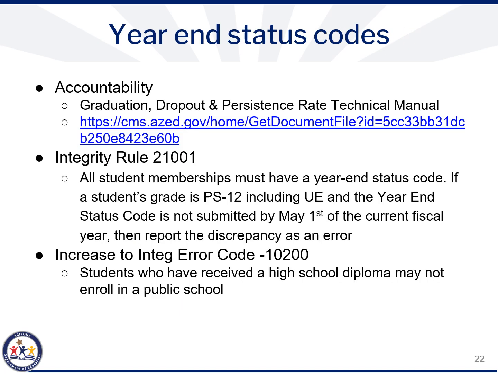At the end of the year, your students require what's called a year-end status code. These year-end status codes are defined by the accountability department. If you have questions or aren't sure which year-end status code to use, you can read the Graduation Dropout and Persistence Rate Technical Manual at the link provided here.